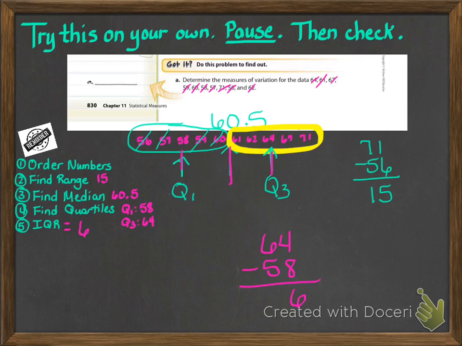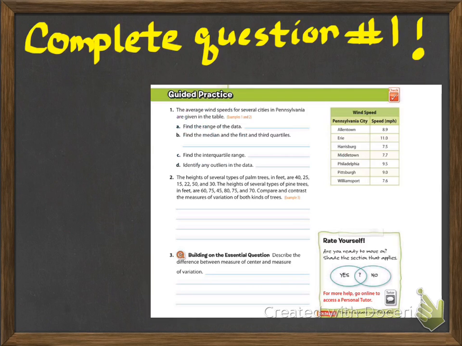All right, so hopefully you got all that. We're going to do the second half of this lesson in the next video lesson, which you guys will be watching tomorrow night. So what I would like for you to do now is, if you look at your guided practice, you're going to do question number 1 only. Question number 1 has 4 parts, A, B, C, D, which is what we've been doing. So you're going to find the range, the median, the first quartile, third quartile, the interquartile range, and then it does say identify any outliers in the data.